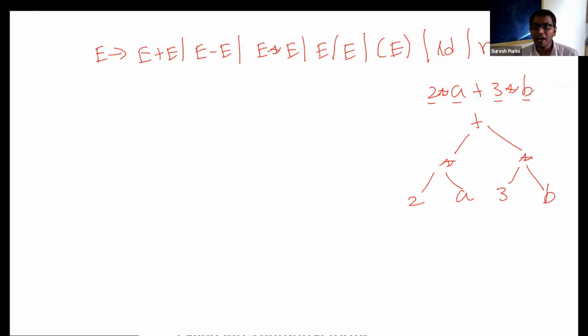And then after that you go to the operators of the next precedence level, and then you compute them. So here you do 2 star A, 3 star B, and finally you compute plus. So we have to keep this idea in mind when writing our grammar.